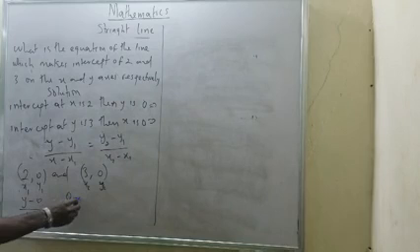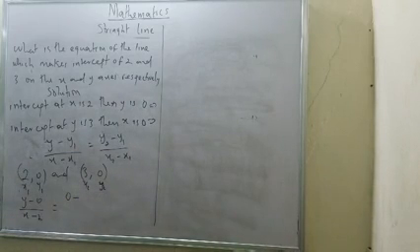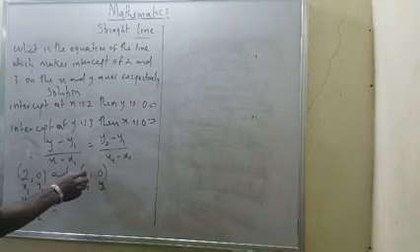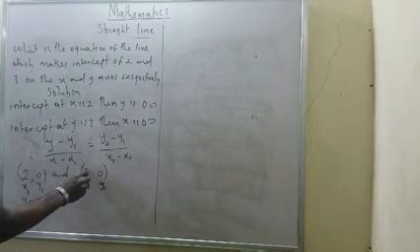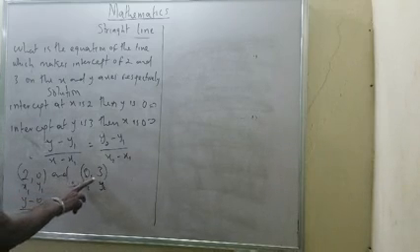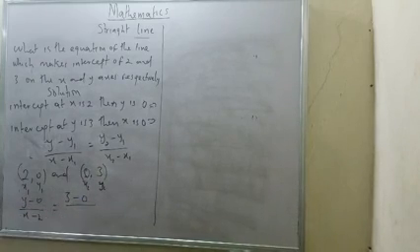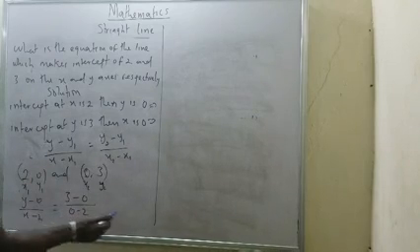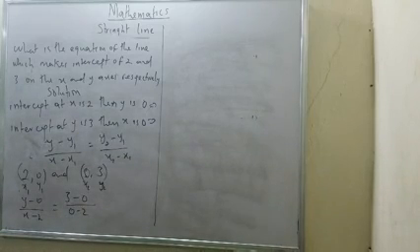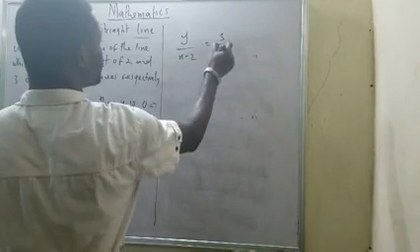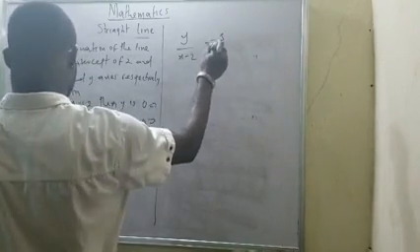Now it means I'll be having 3 minus 0 divided by 0 minus 2. Now I've successfully got my simple linear equation, which is y over x minus 2 equals 3 over minus 2.